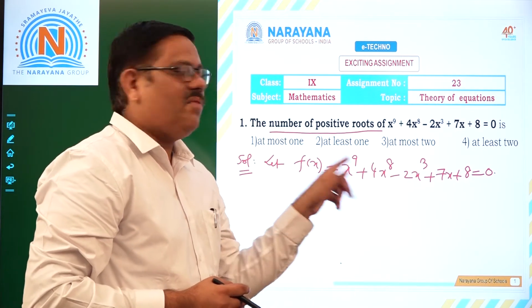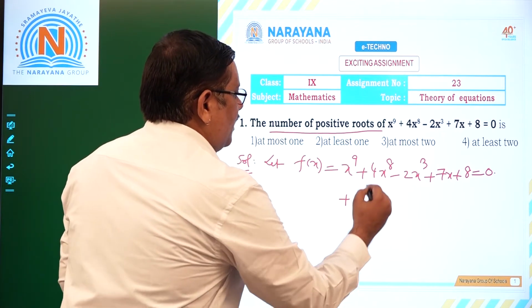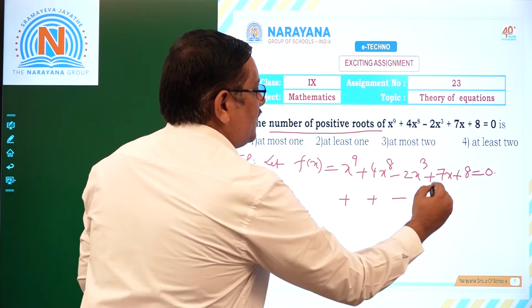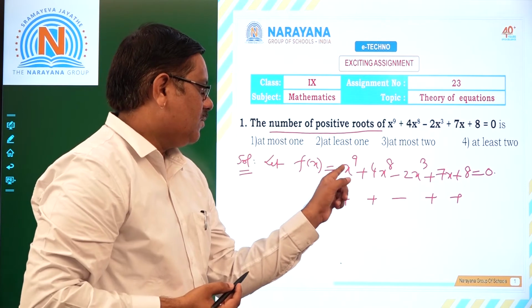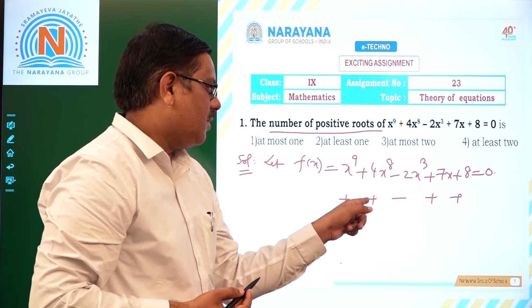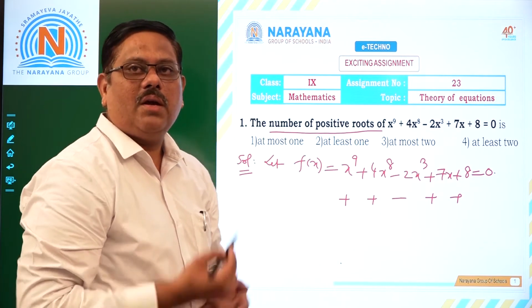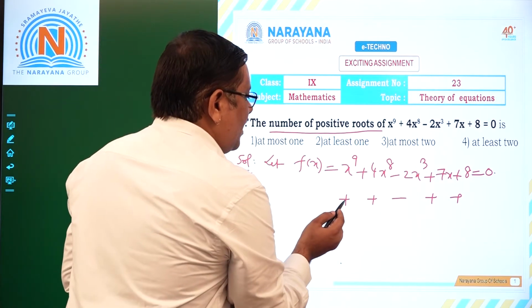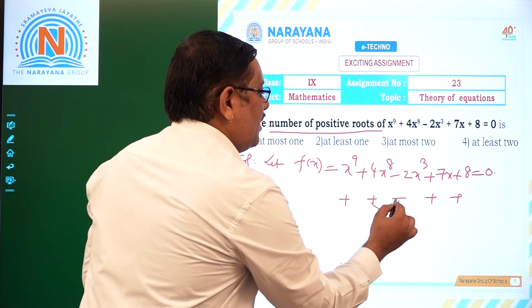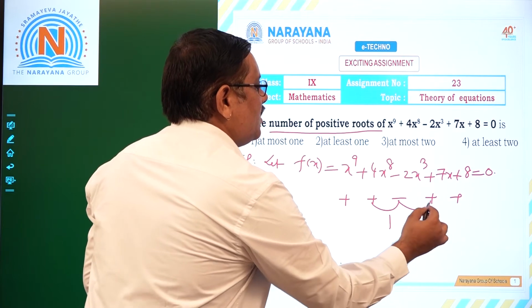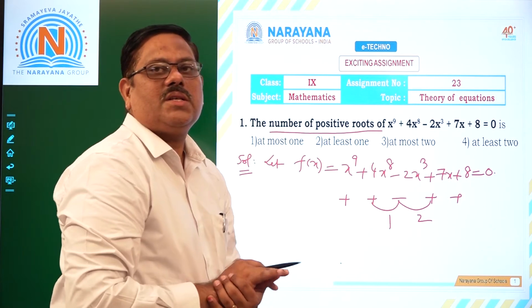Changes in the signs of f of x. So what are the signs here? It is plus here. Again plus here. It is minus here. It is plus here. It is plus here. These are the signs of the terms. First term has positive sign, second term has positive sign, third term is negative, fourth term is positive, fifth term is positive. Okay, now how many changes can we observe? Plus to plus there is no change, but plus to minus there is one change, minus to plus there is one more change, plus to plus there is no change. How many changes are observed here? Only 2 changes are observed.